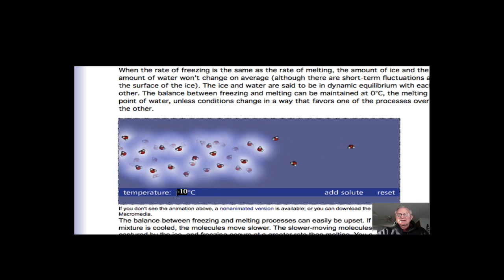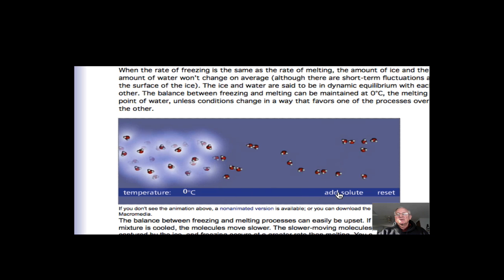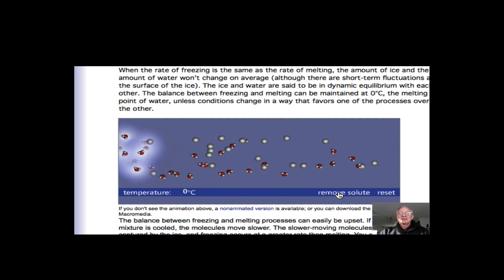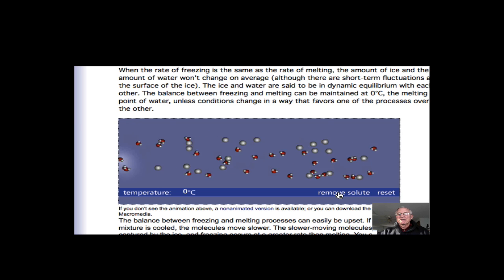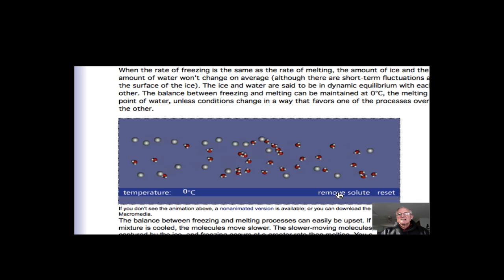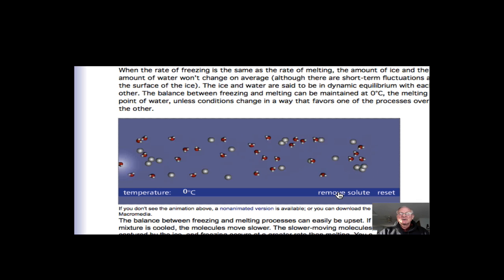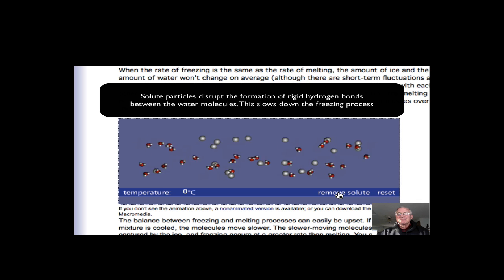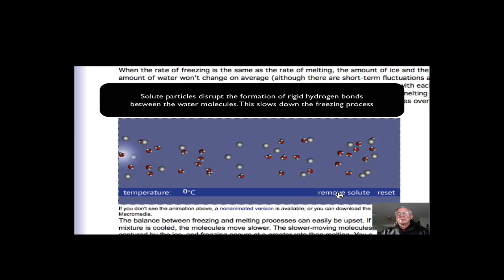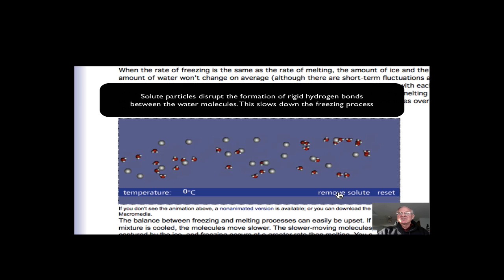Now let's warm that temperature back up again a little bit, and now let's add a solute to the mixture. This is represented by the white particles there. So now you can see what happens is those solute particles move in between the spaces of the water molecules and prevent them from forming hydrogen bonds. Occasionally you'll see a bond begin to form, the crystals start to form, and then that formation is disrupted by the presence of the solute.